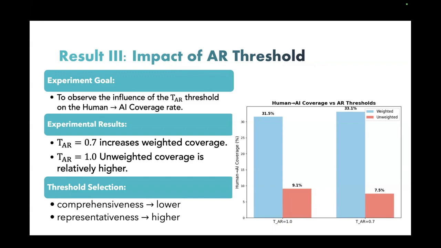Crucially, look at the weighted coverage. It remains stable. This proves that the stricter threshold is better at preserving the most representative core strategy, avoiding interference from low-quality samples.